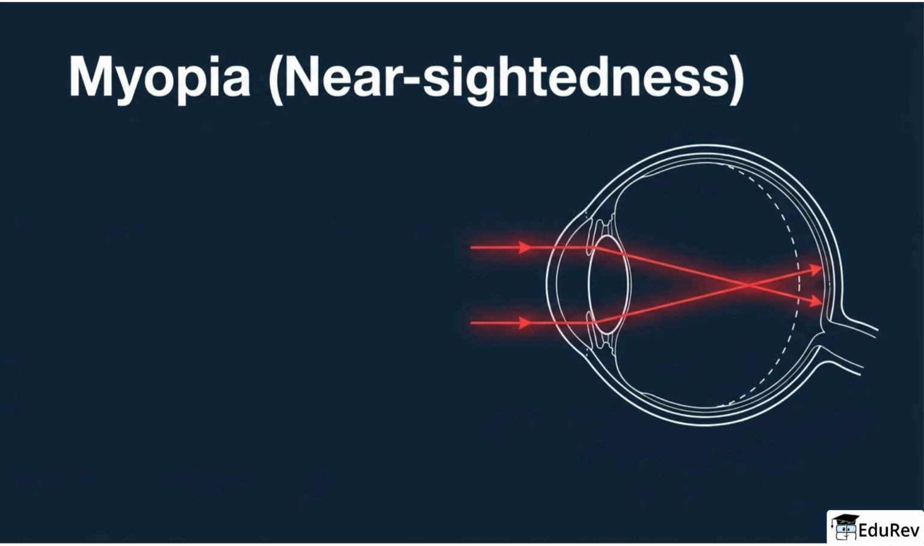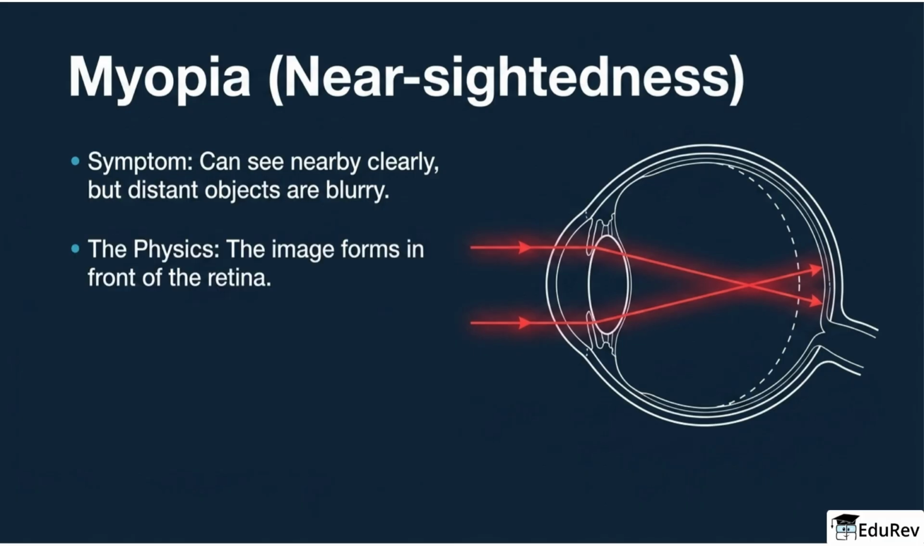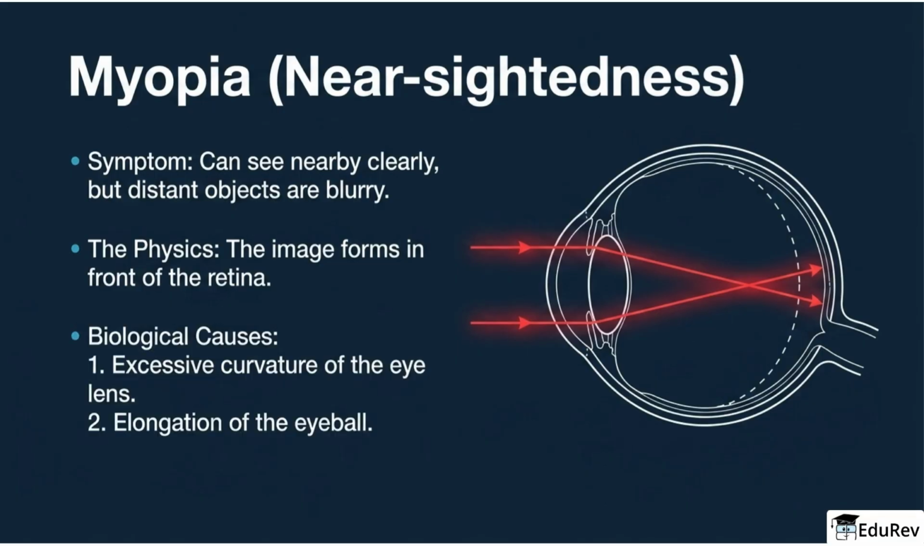This first defect is myopia, commonly known as nearsightedness. The main symptom is that a person can see nearby objects clearly, but distant objects appear blurry. The physics behind this is that the image forms in front of the retina rather than directly on it. Biologically, this is caused by either an excessive curvature of the eye lens or an elongation of the eyeball itself. Fortunately, physics provides a simple optical fix for this issue.